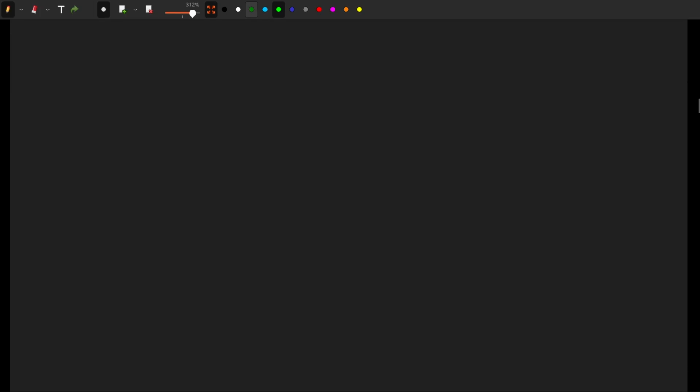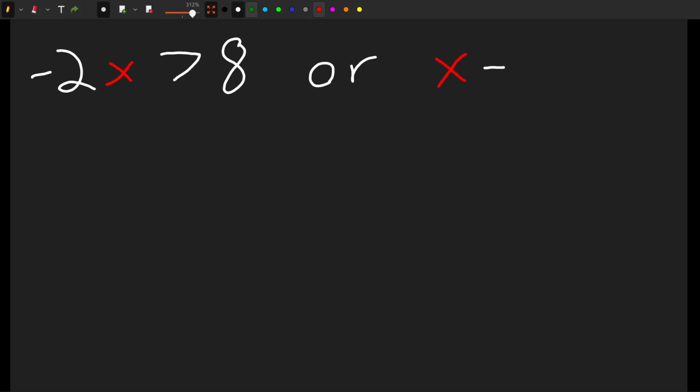We're going to be getting a bit more challenging here. Here we're going to have a union. Okay. So in this case, a union inequality, which will be, we'll start with -2x, and I need to make sure I write tiny because I tend to run out of room, is greater than 8, or x minus 10 is greater than 4. All right.